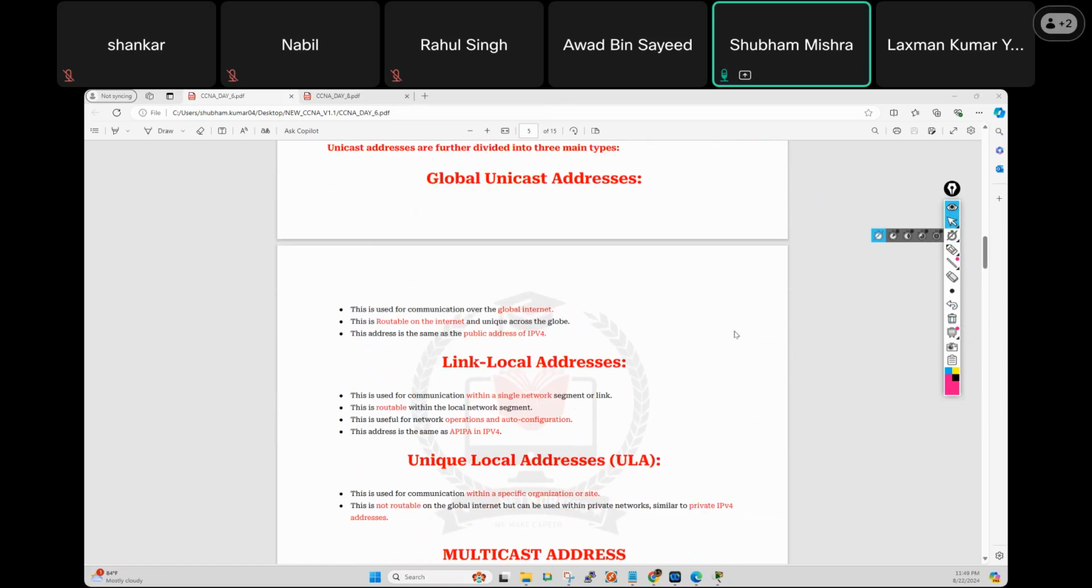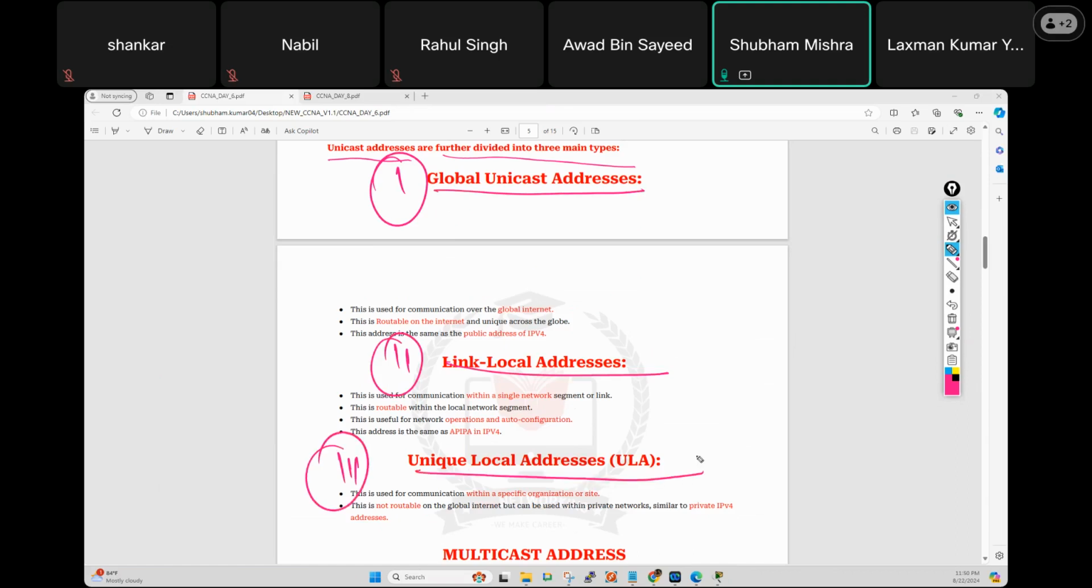Are you clear, everyone? Now again, unicast is also divided into some categories. Unicast addresses are further divided into three parts. First is global unicast, second is link local address, and third is unique local address.